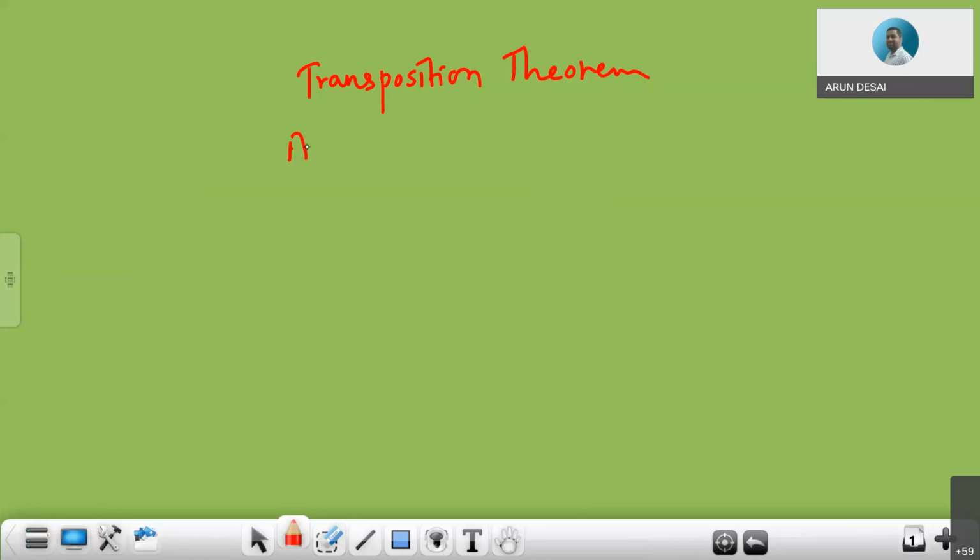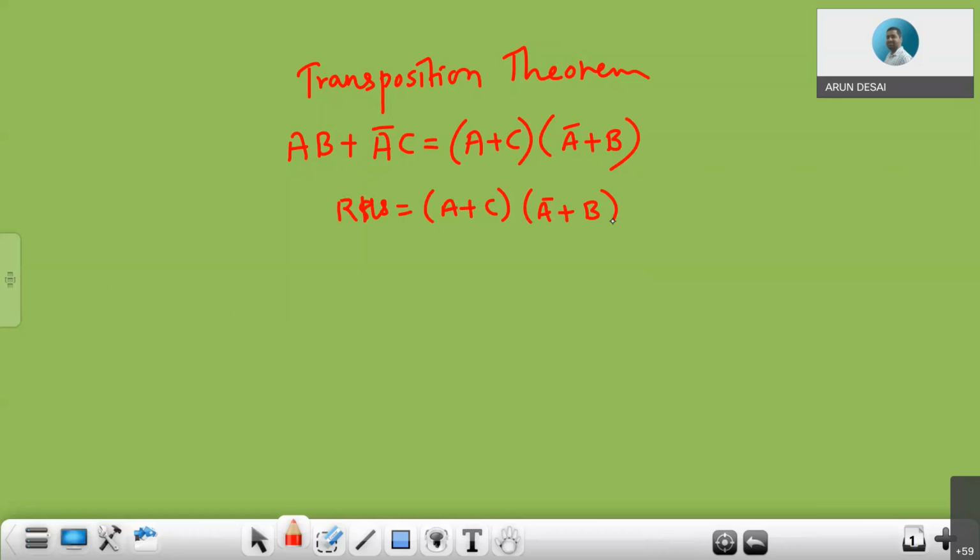So the theorem is AB plus A complement C equal to A plus C and A complement plus B. Okay, put RHS equal for solving, plus C and A complement plus B. Try to solve this. You will get LHS, right?